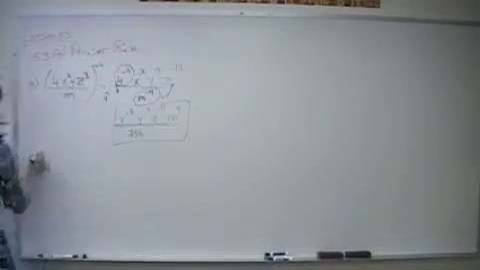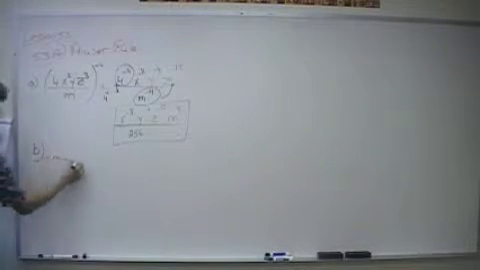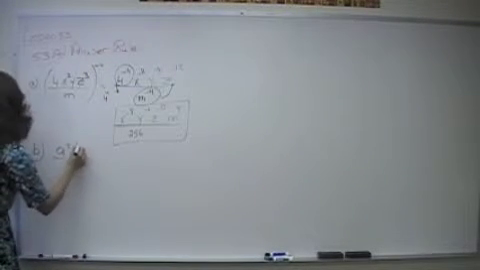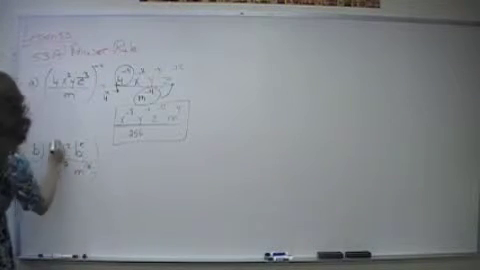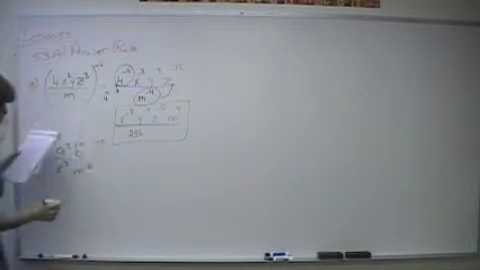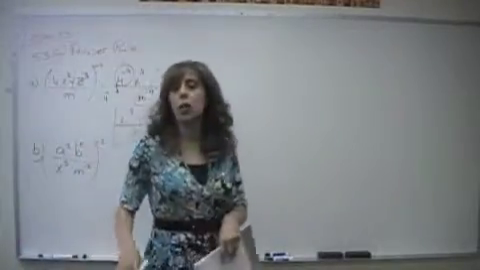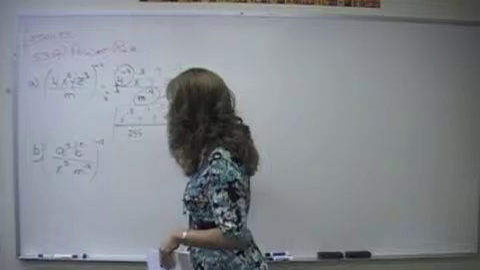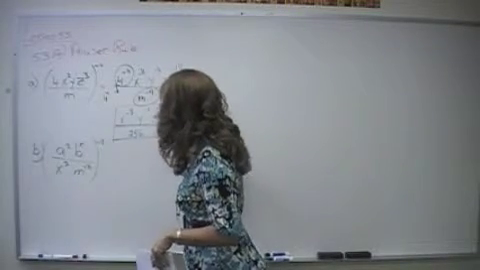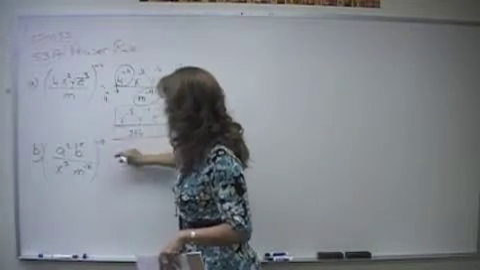Letter B. a squared, b squared, x cubed, m^-2, all to the -2 power. Same direction, I want everything to be in the numerator. So first thing, I'm going to apply this -2 to all my terms, then move things up.